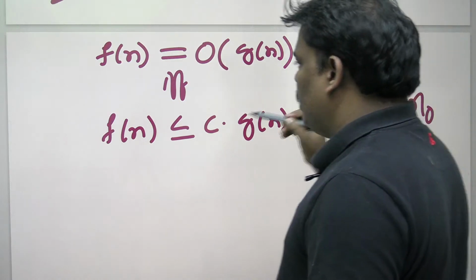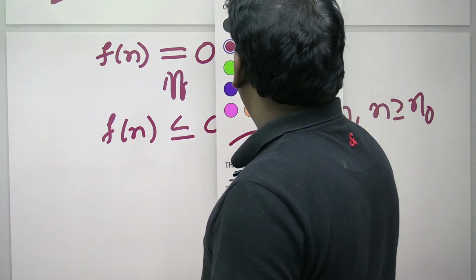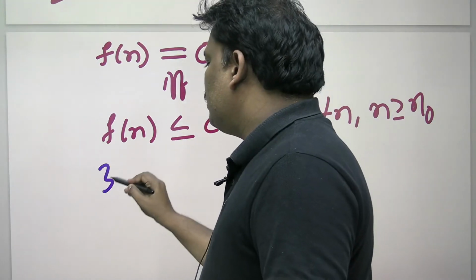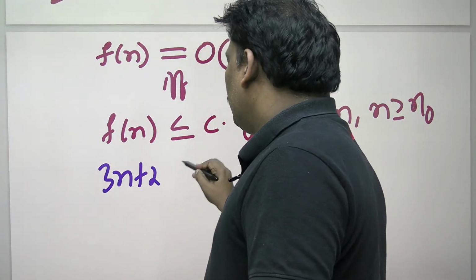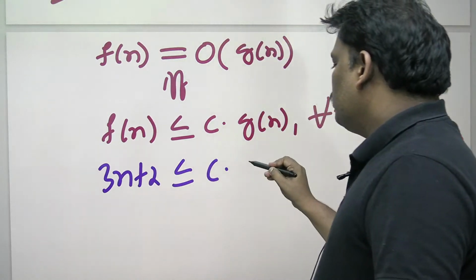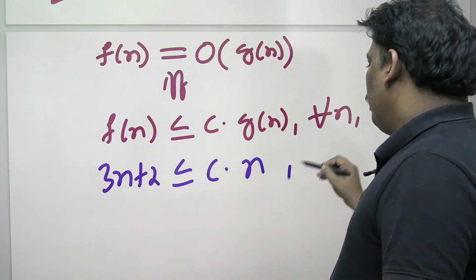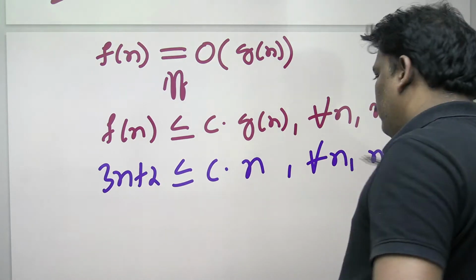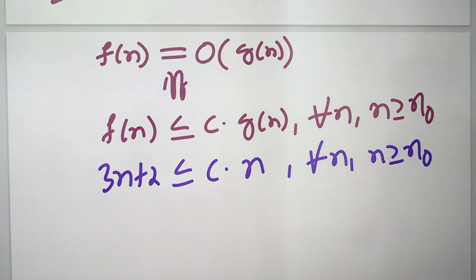Let's see our actual function. What is the actual function? F of n is 3n plus 2 less than or equal to some c into g of n, which is n, for all n where n is greater than or equal to n0. Now can you help me now? To be frank, left side is 3n plus 2, right side is n.